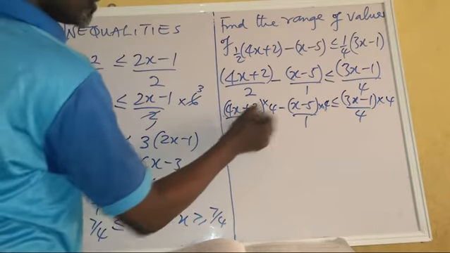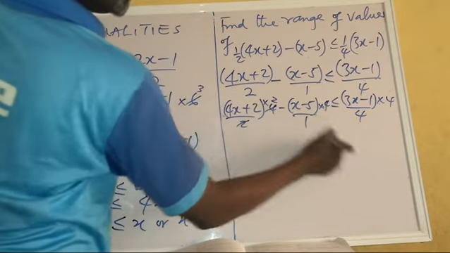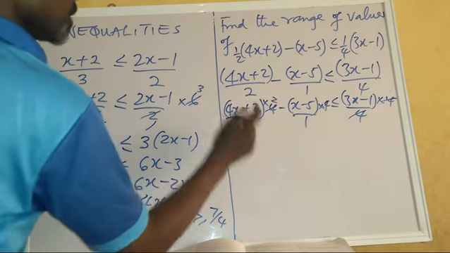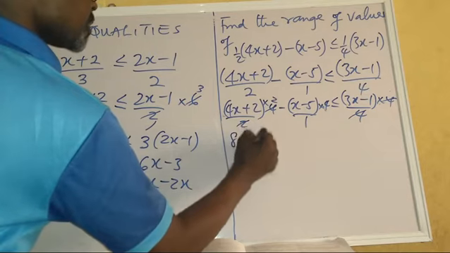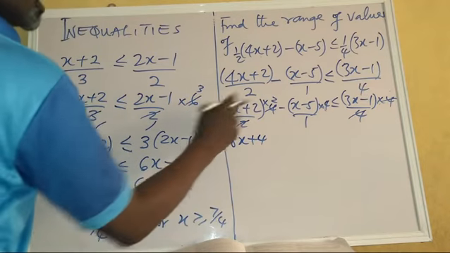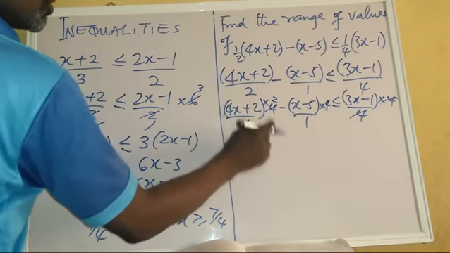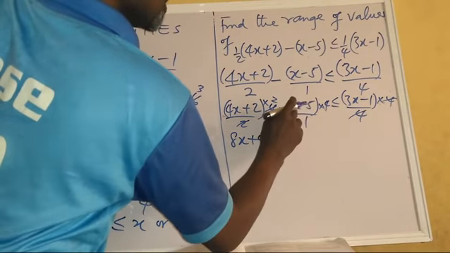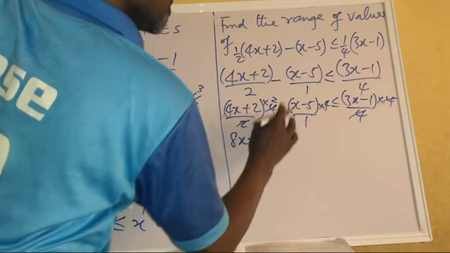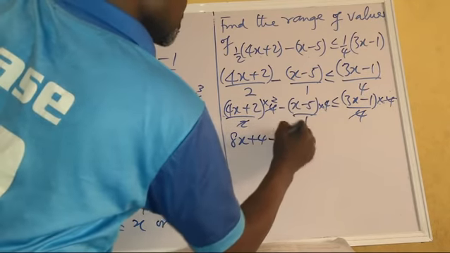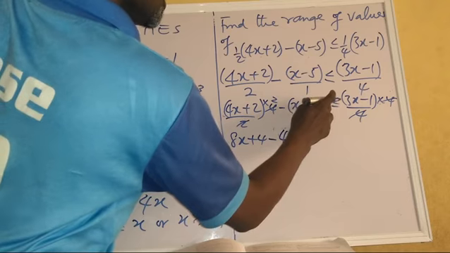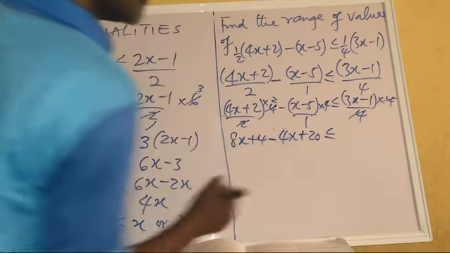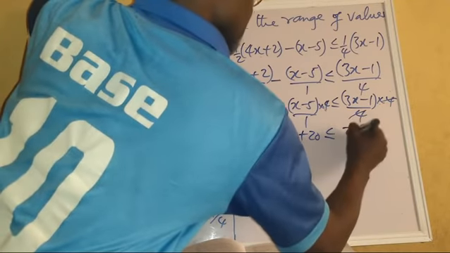From there, 2 goes into 4 twice. This one remains the same, 4 will go off here. So what we have here is 2 multiplied by this, that is 8x + 4. That is 2 times 4x is 8x, 2 times 2 is 4, minus 4 times x is minus 4x, minus 4 times minus 5, that's plus 20, less than or equal to 3x - 1.